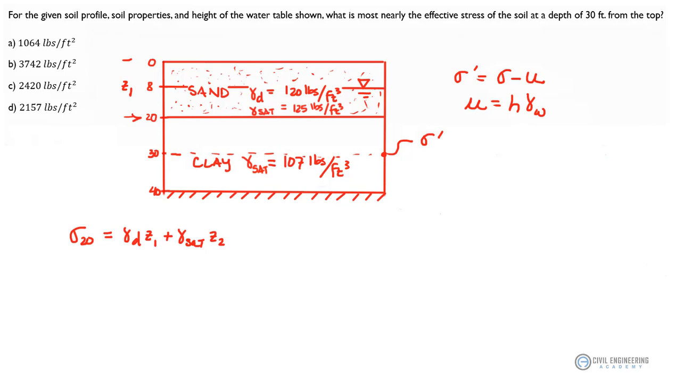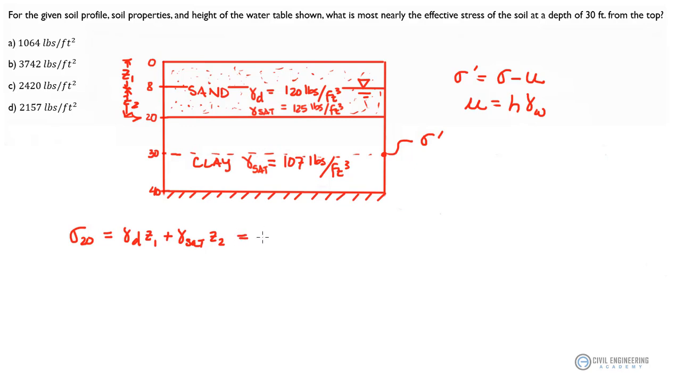And I should erase that and put Z1 is from here to here, right? And then we're going to call this one Z2 from the 8 foot point. Hopefully that's legible. Z2 is from 8 down to 20, right? So let's throw those numbers in there.